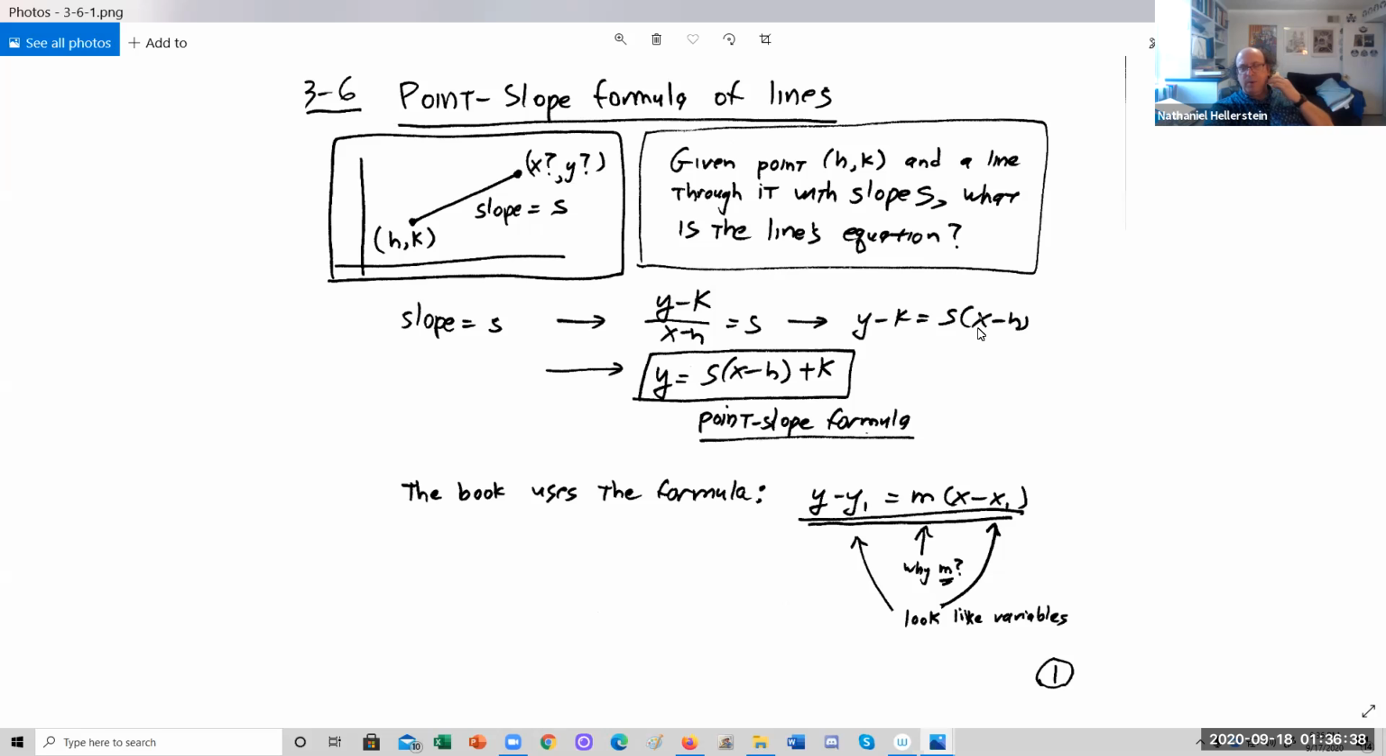I like to get y by itself, so you add k to both sides and you get this equation: y equals s times (x minus h), plus k. This is the point-slope formula.